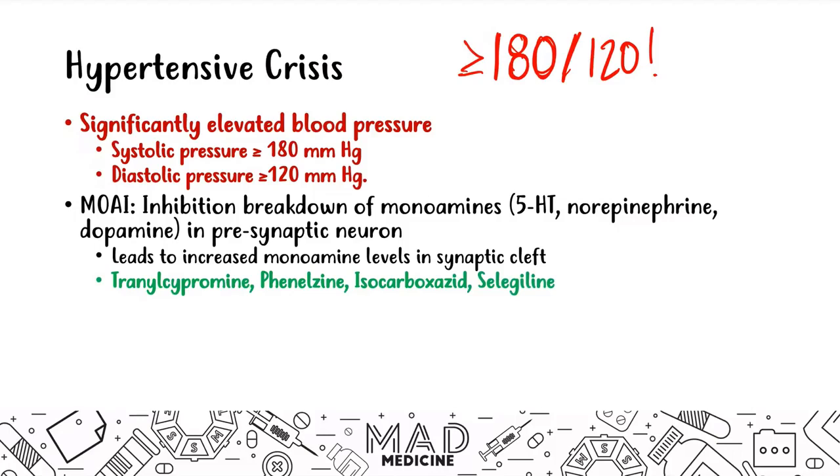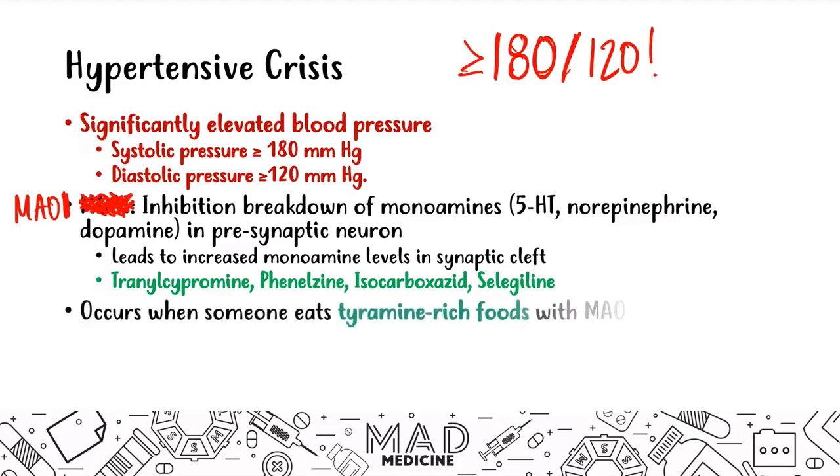Anyways, what ends up happening is patients who are taking MAOIs are going to end up eating something called tyramine-rich foods. Tyramine is a naturally occurring monoamine that's available in foods like cheeses, alcohol, cured meats, and chocolate. So when a patient eats any of these foods along with their monoamine oxidase inhibitor, they're going to have increased levels of tyramine, and it's going to have systemic effects in the body.